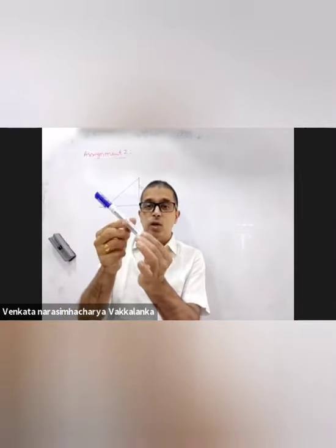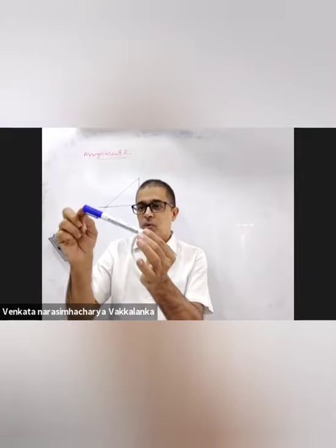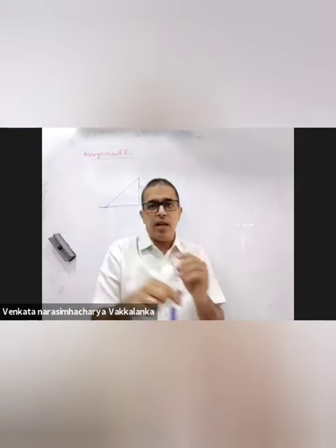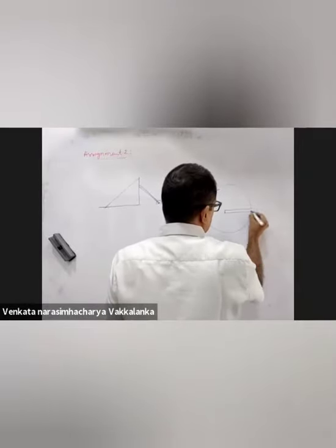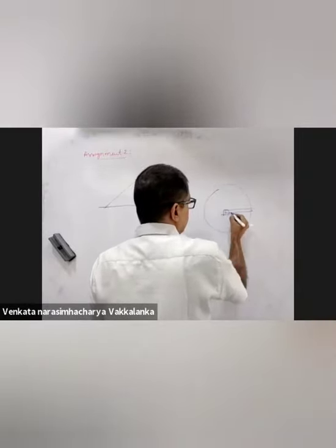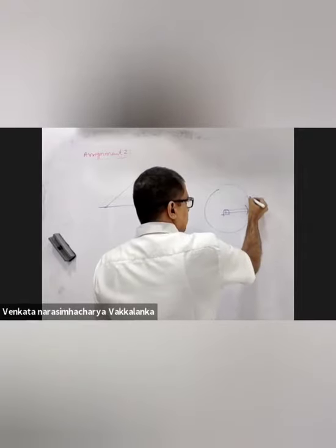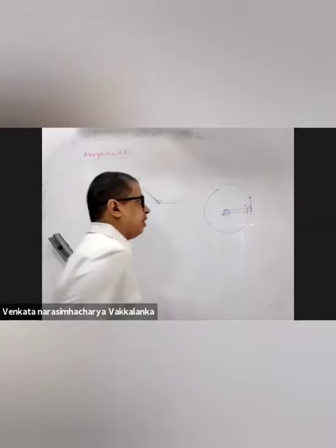It is hinged at the lower point. So when it is moving this way, the tip will have a velocity perpendicular to the rod. This is the way the rod is moving. It is hinged here and moving this way. The tip will have a velocity perpendicular to the rod.